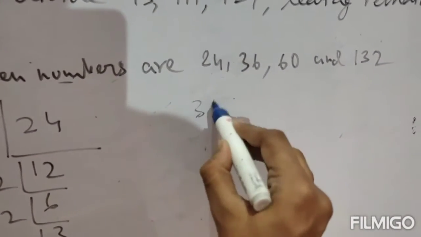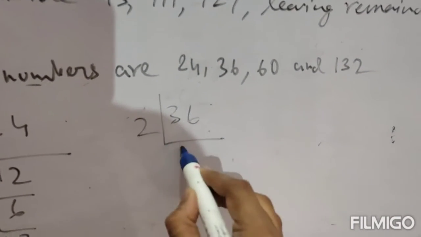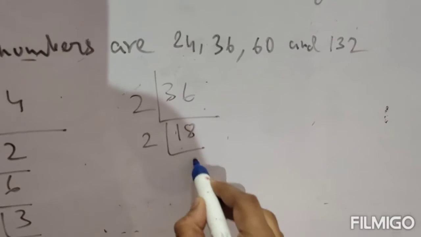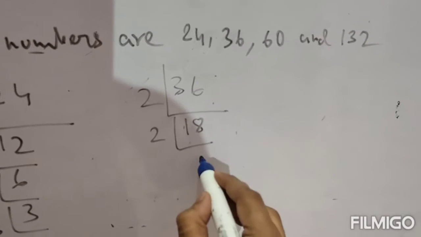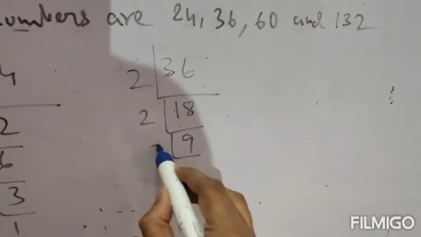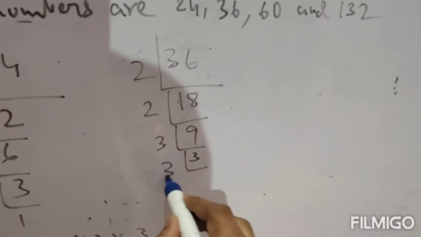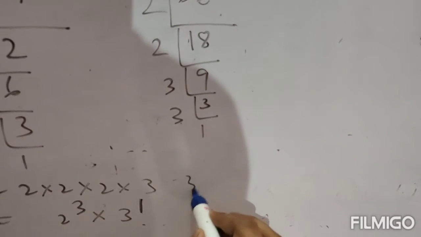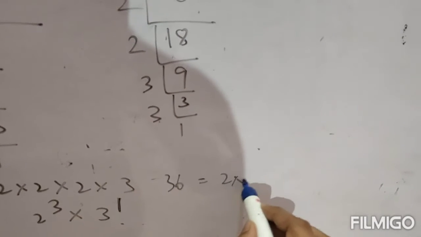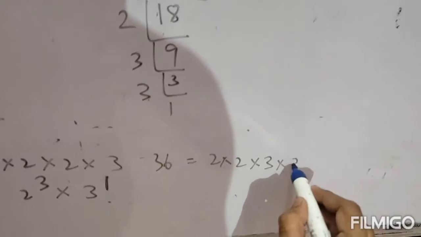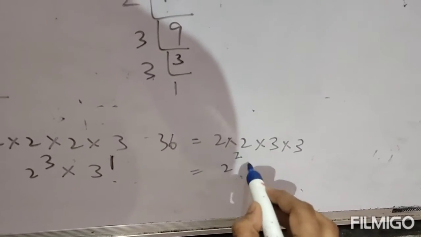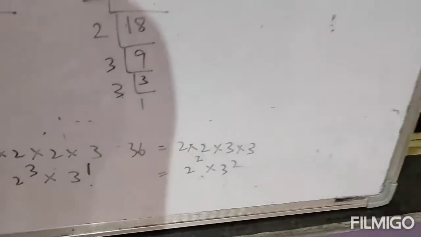Next, 36. 2 18s are 36, 2 9s are 18, 3 3s are 9, 3 1s are 3. Therefore 36 equals 2 into 2 into 3 into 3. Therefore it will be 2 squared into 3 squared.